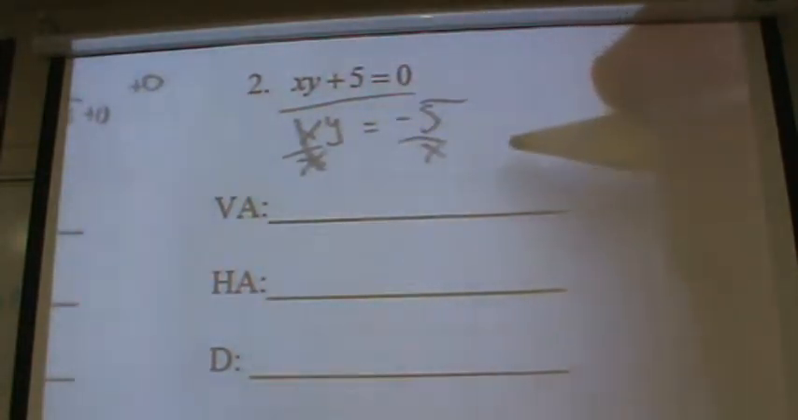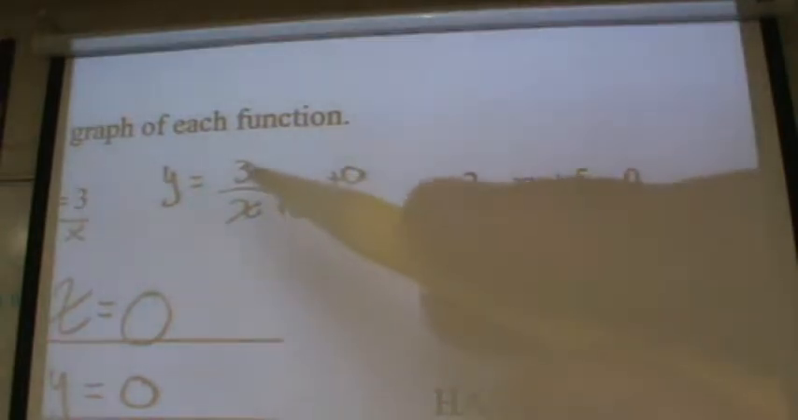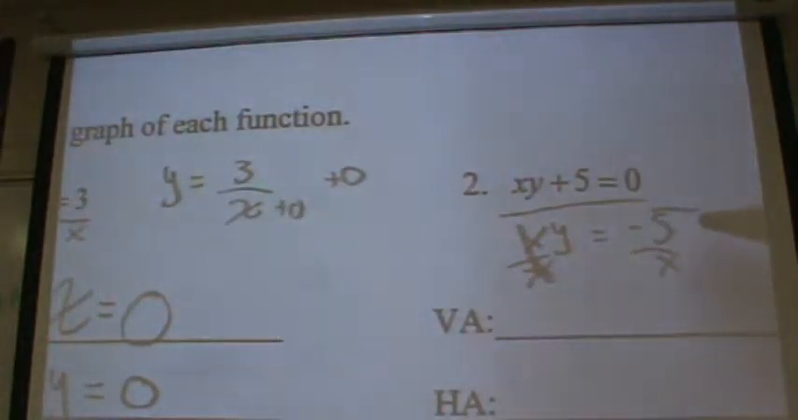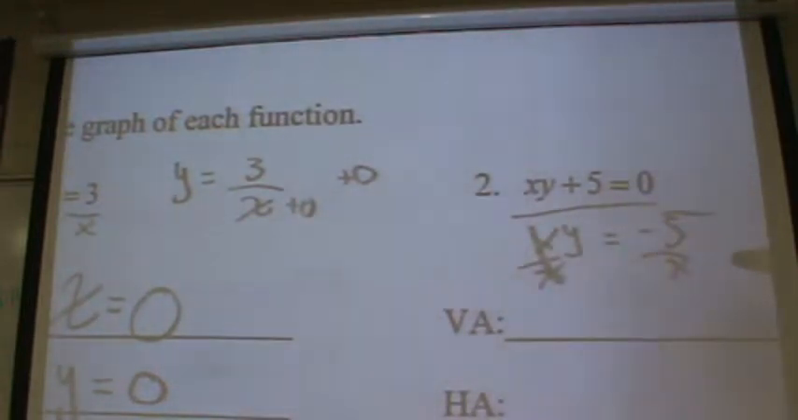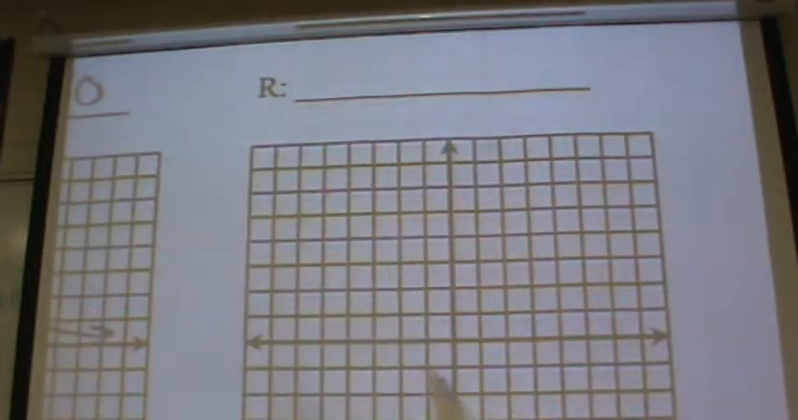Alright, so this one, who can tell me what's the first thing you do? Subtract 5. Right. Then you should divide by x. Okay, so just like I said, the difference between these two, besides the fact that one's a 3 and one's a -5, is that the -5 is negative. So it's going to change the quadrants like we said, and it's going to be quadrants 2 and 4.